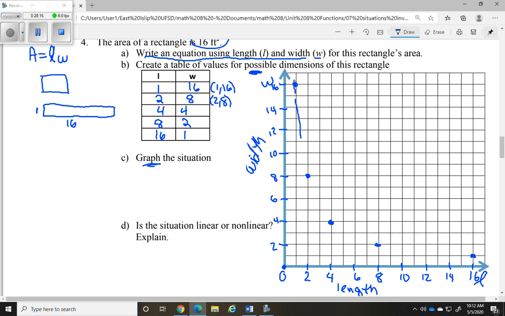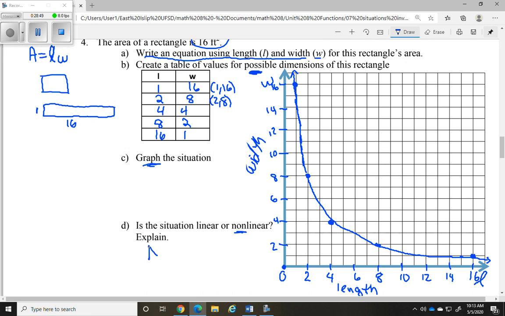My pen's not working so great, so bear with me. This curve might not be perfect. I'm doing pretty good though. Okay, when I get to this 16, 1, it actually comes down closer and closer and closer to the x-axis. And over here, it gets closer and closer and closer to the y-axis. So I am going to put arrows. So after graphing it, I can say it's nonlinear.